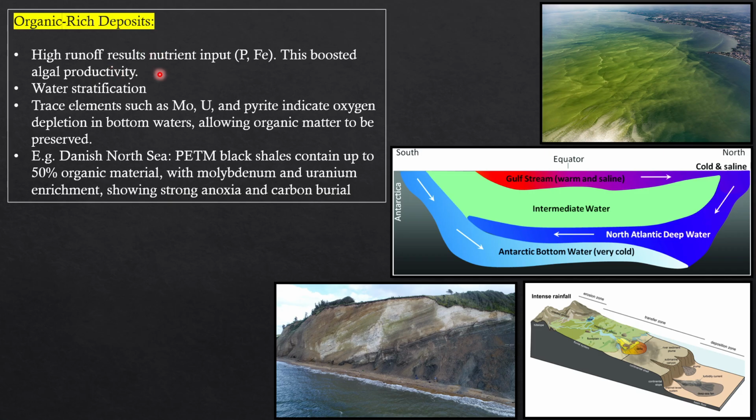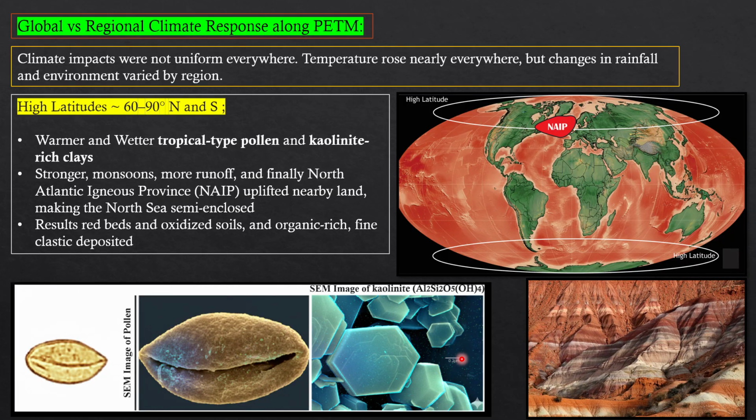Number two is organic-rich deposits. Due to the high rainfall, an algal boom, eutrophication, comes. The water becomes stratified, and the deep cold ocean water is mixed with the warm water because the temperature will be the same, due to which trace elements such as molybdenum and pyrite are deposited in the deep ocean. This is an example of the Danish North Sea PETM black shale, which you can see here.